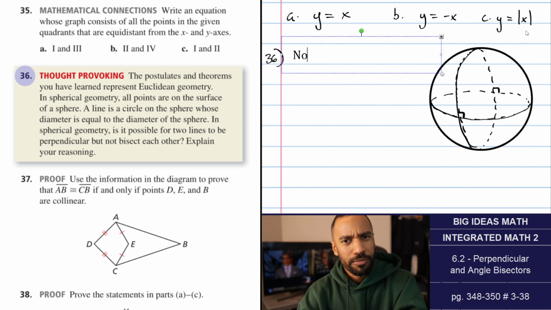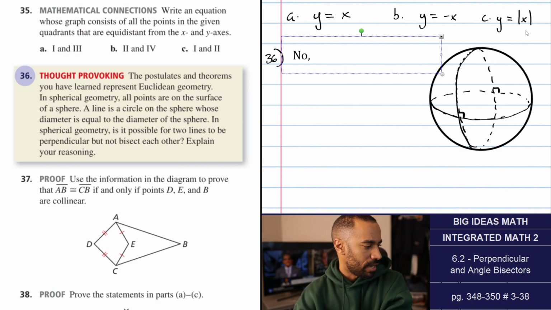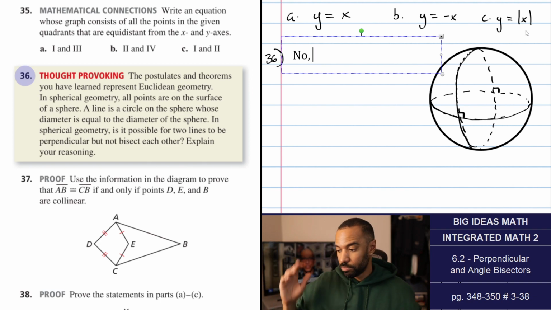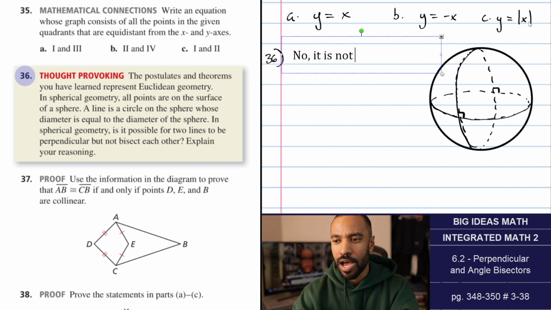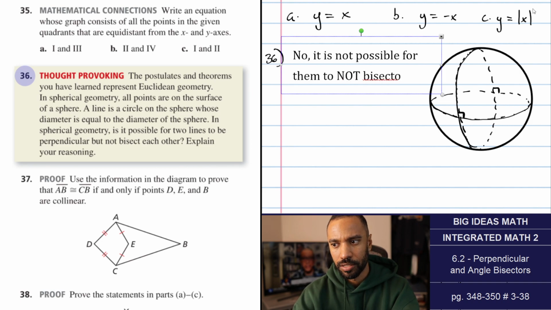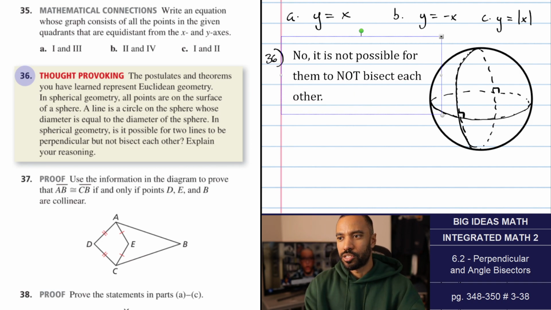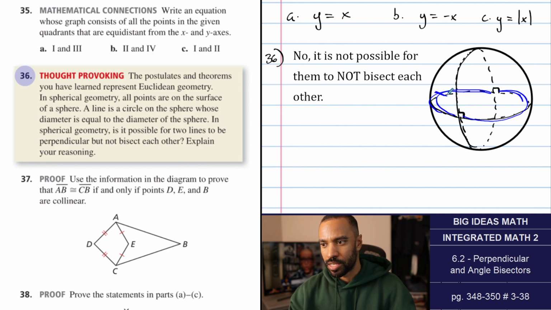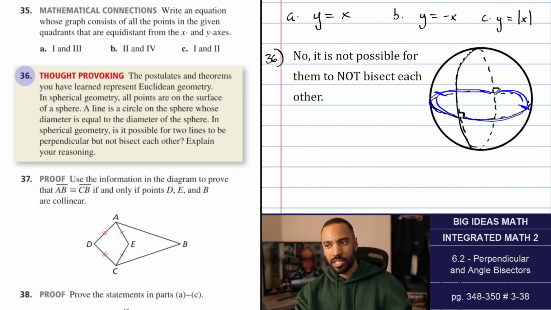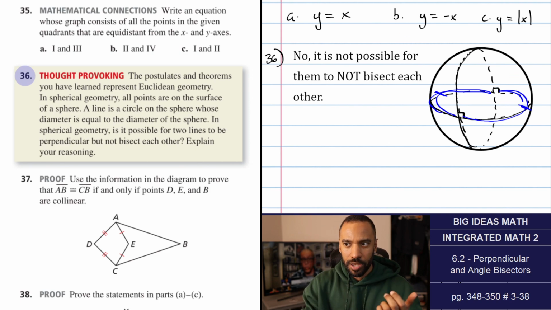So no, and I don't know if this makes sense to you. I don't know if my drawing helps. I don't have a ball, which is ironic. I'm a softball coach. No, it is not possible for them to not bisect each other. Now, the bisecting part is another thing we want to talk about here, right? The bisection states that basically this distance is the same as this distance because they intersect, because that's where they end, right? So this distance and this distance are congruent. Basically, these points are exactly opposite each other in that same kind of way as well.